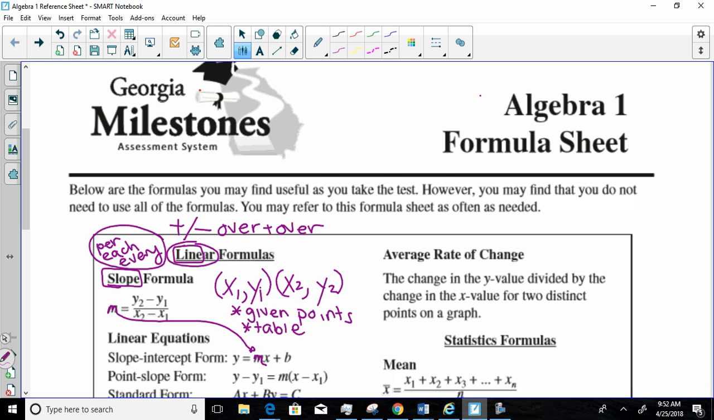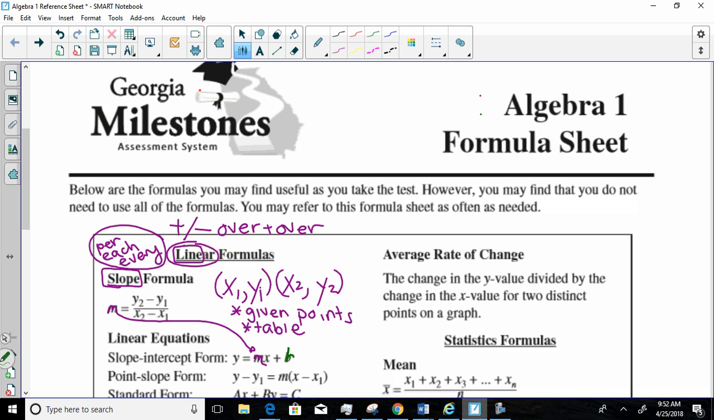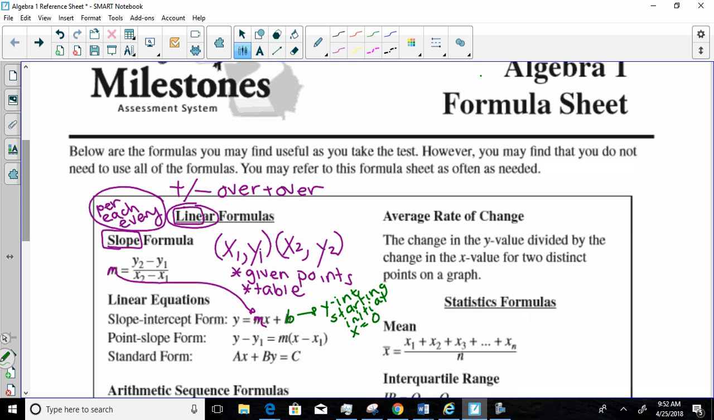Then we have slope-intercept form. So we know m is slope. What is b? B is your y-intercept. What words mean y-intercept? Starting, initial. What's your x-coordinate for your y-intercept? 0. So if like you're looking at a table and you see x is 0, you know that's your y-intercept. Starting.